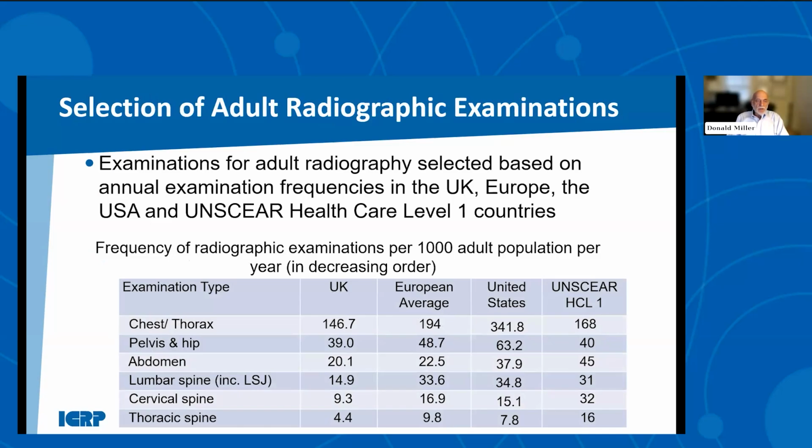And this table shows you the frequency of various examinations per 1,000 adult population, with the most common one at the top, which is the chest, far and away the most common radiographic exam outside of dental radiography around the world. And then pelvis, abdomen, lumbar spine, cervical spine, and thoracic spine in decreasing order. The frequencies vary slightly from UK to Europe to the US, but they're roughly in this order.